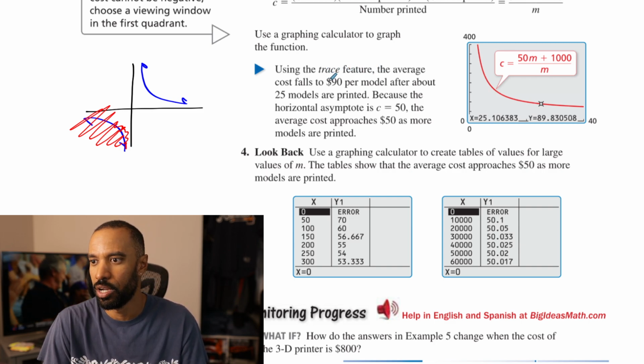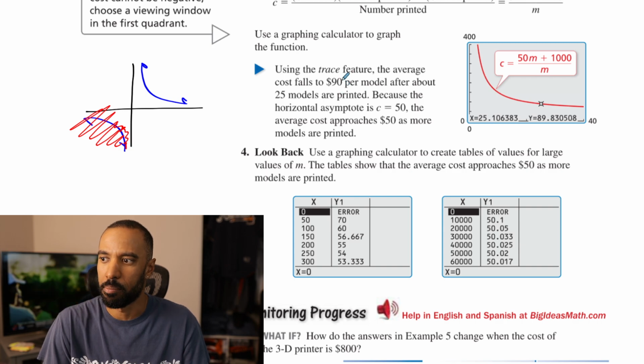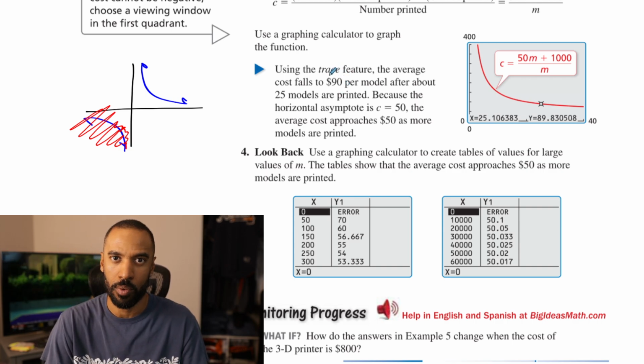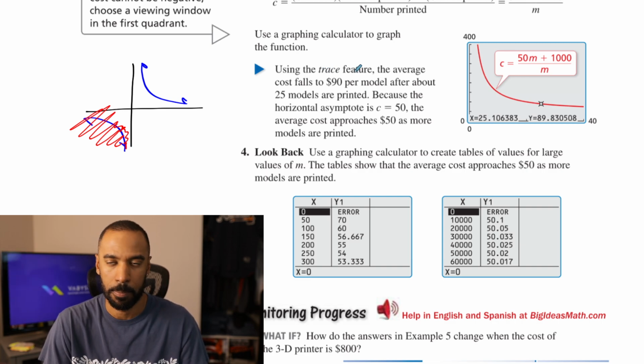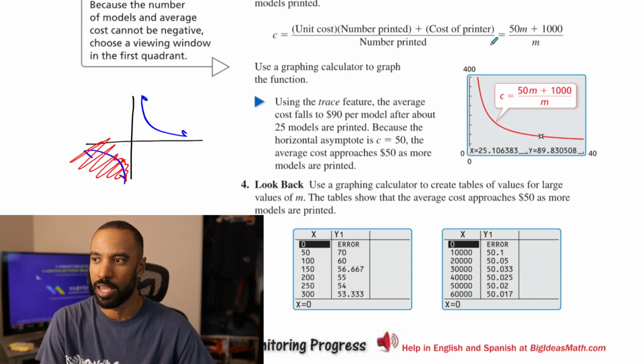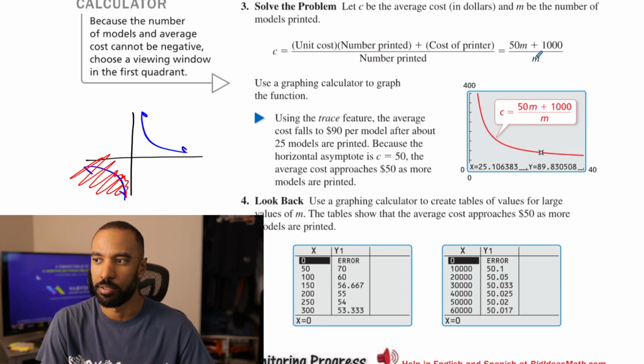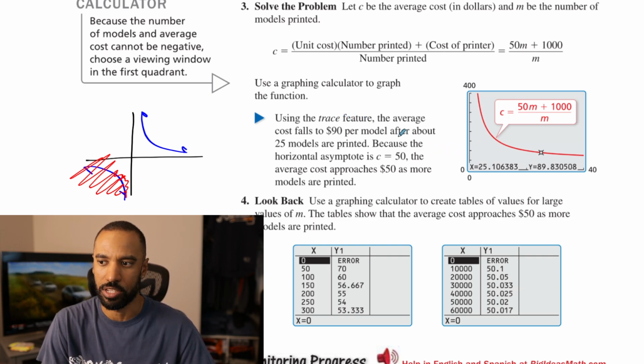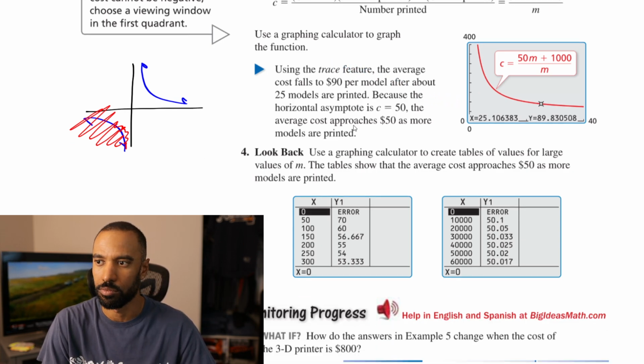We use the trace feature to figure out the average cost to $90 per model. Keep in mind what we're doing is we're trying to figure out for what value of x do we get 90 for y. We're not substituting 90 for x because x is the m. It's the number that are printed. We've got to figure out for what value of x do we get 90. So they said use the trace feature. We can figure that out. Okay, we'll use what we use.